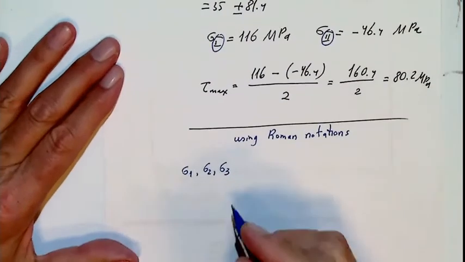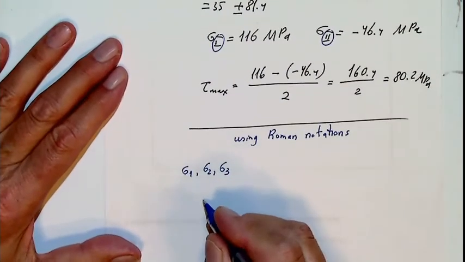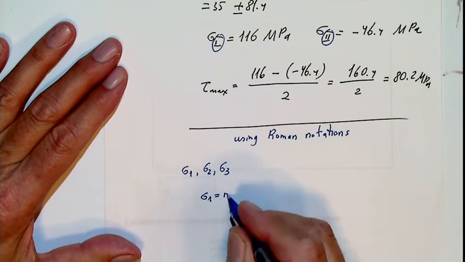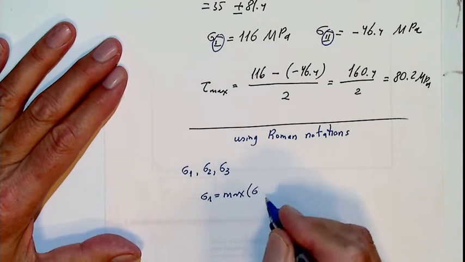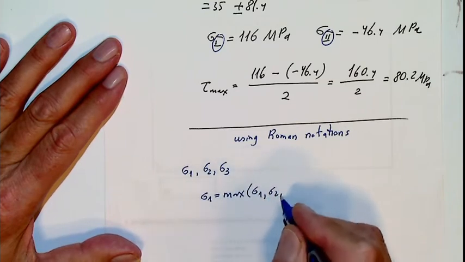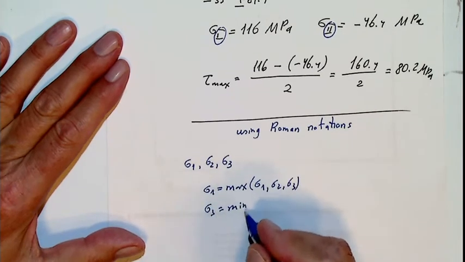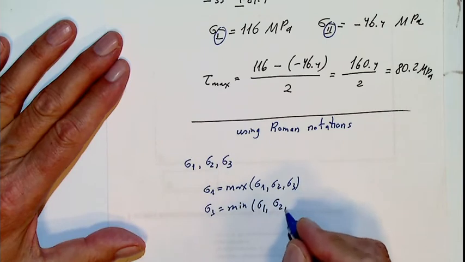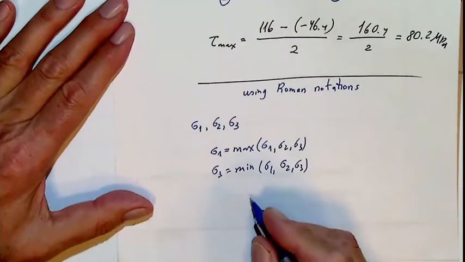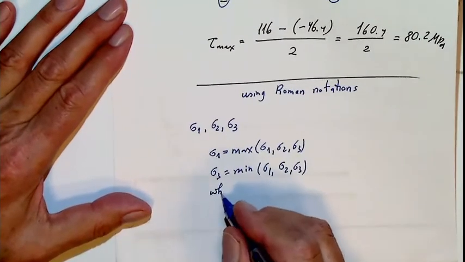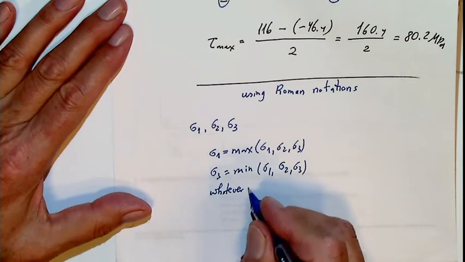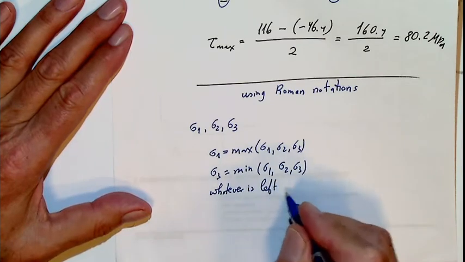So, look please. Sigma 1 is the maximum of sigma 1, sigma 2, sigma 3. Sigma 3 is the minimum of sigma 1, sigma 2, sigma 3. Whatever is left is sigma 2.